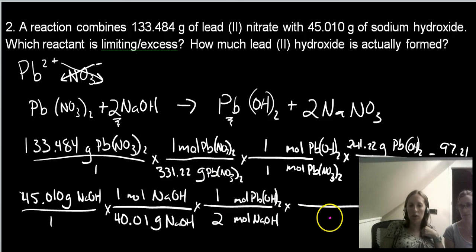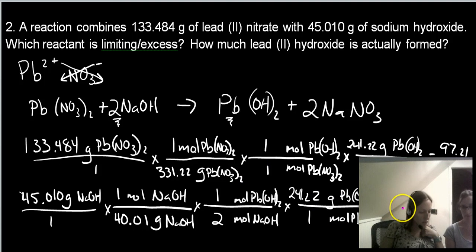And now get that sucker into grams using the molar mass, which is still 241.22. You don't have to recalculate that. If you remember, the second half of these guys are always the same. And that gives us 135.72 grams of lead hydroxide.